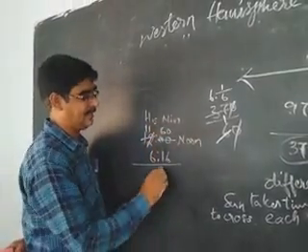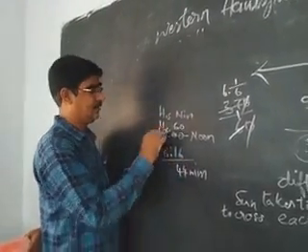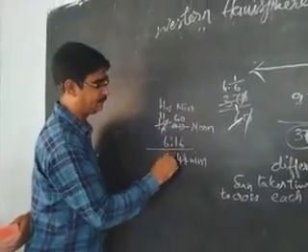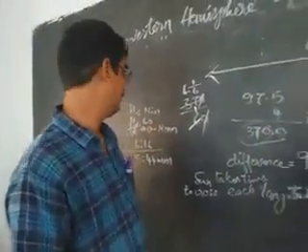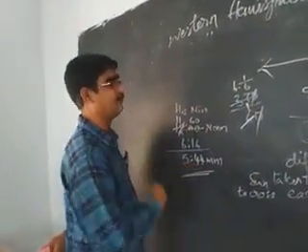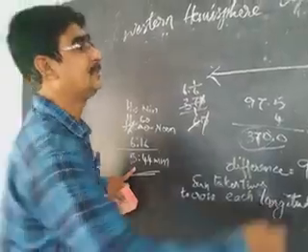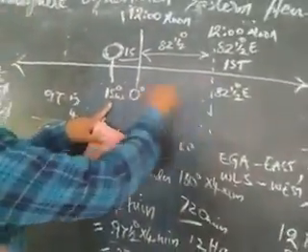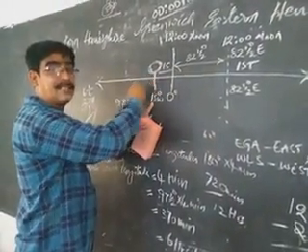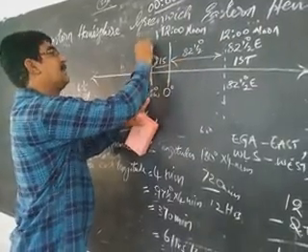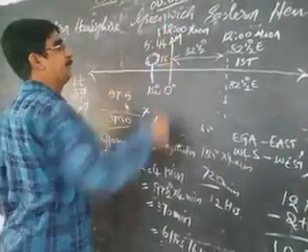60 minus 16, 44 minutes. 11 minus 6, 5. The time is 5 hours 44 minutes. See, we are coming towards the west, so the time loses. That means 5 hours 44 minutes AM.